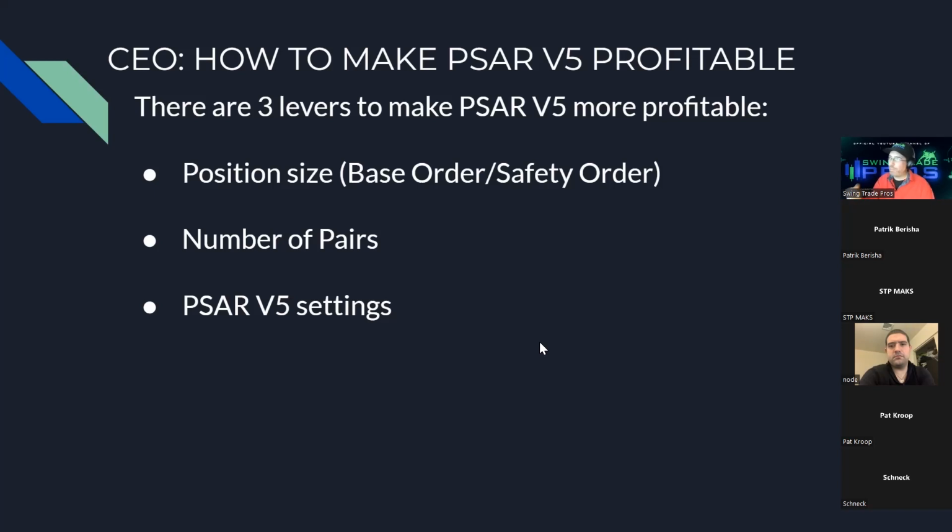Position size, that's your base order and safety order, okay? And a little bit DCA, we're gonna get into that. Then you have the number of pairs that you're running, okay? So our test phase was running 4 to 6 pairs, and then maybe you went to 8 to 10. When you get into wanting to be profitable, that's when we start getting into 20 pairs, 30 pairs, and as Green Wolf is doing, going into those 40 pairs, okay?